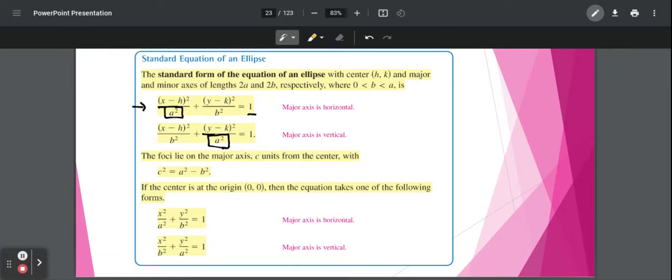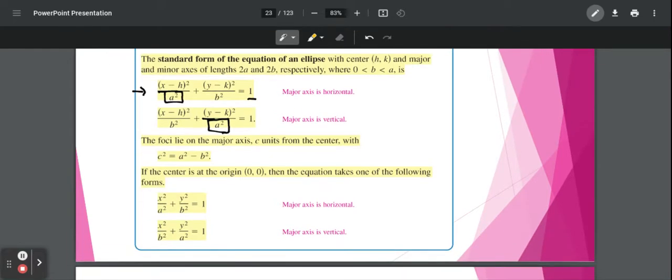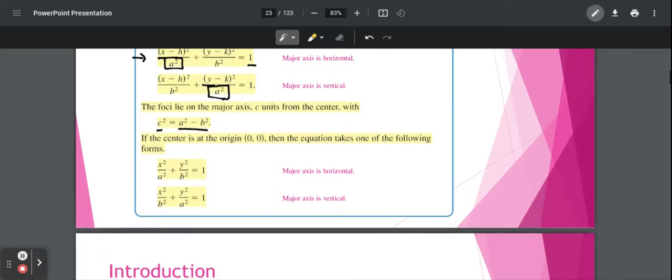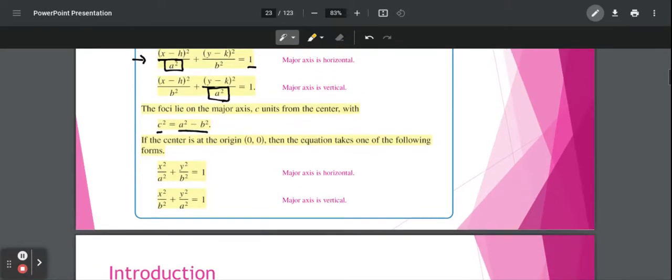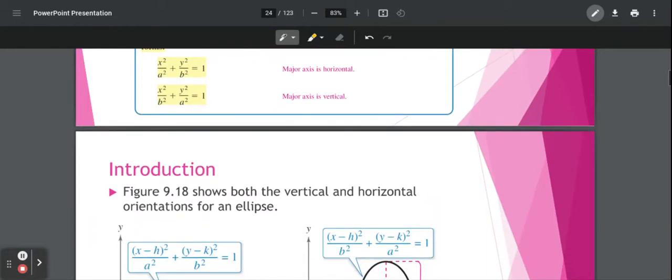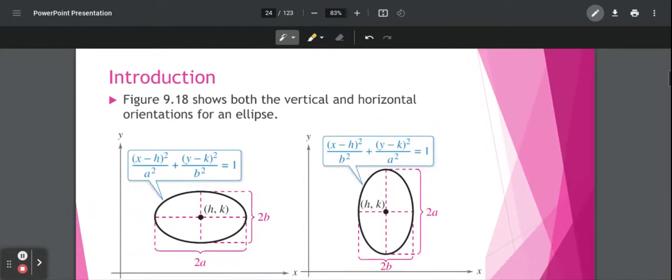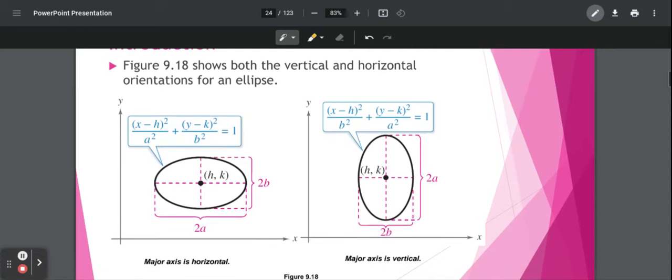And the foci are always on the major axis, and the way that you find the c value, the foci, is you do a squared minus b squared. If the center's at the origin, then you don't have to worry about the h and the k in your equations. So these are just a couple pictures of what this would look like if you have your horizontal ellipse, right? It's stretched more horizontally, where remember this a value is underneath the x. If you have a vertical ellipse, it's stretched more vertically, and the a value is under the y in your standard form.